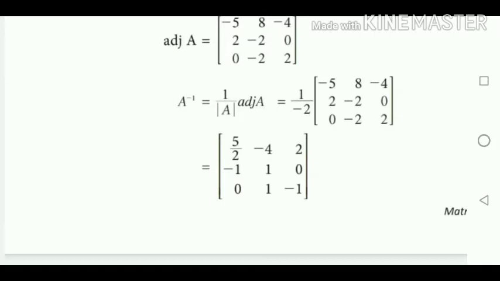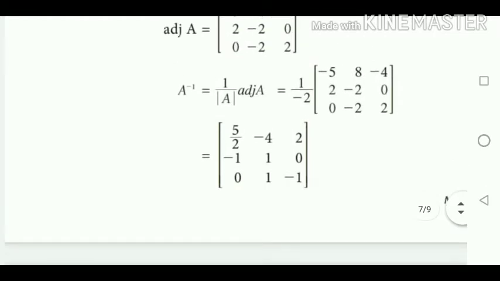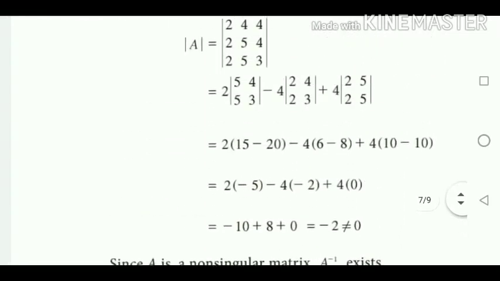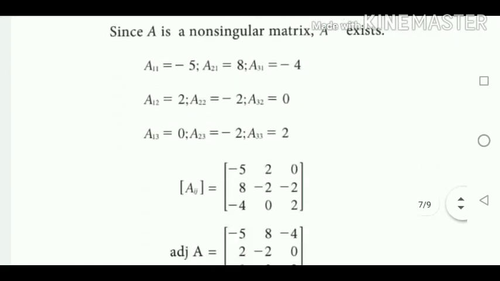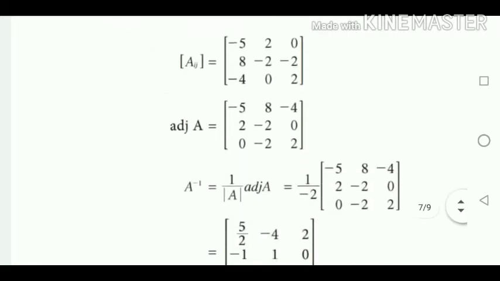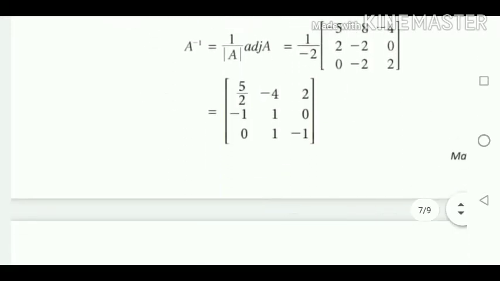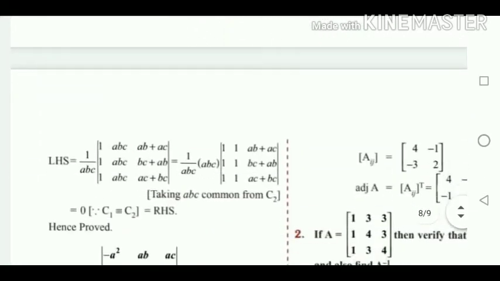0 by minus 2 is 0. 0 by minus 2 is 0. Minus 2 by minus 2 is plus 1. Plus 2 by minus 2 is minus 1. So this is the value of the A inverse. For this sum, find the value of the A inverse. First you have to find determinants of A. If it is a non-singular matrix, then A inverse exists. Find the value of adjoint of A. Then apply the formula A inverse equal to 1 by determinants of A into adjoint of A. The next question.